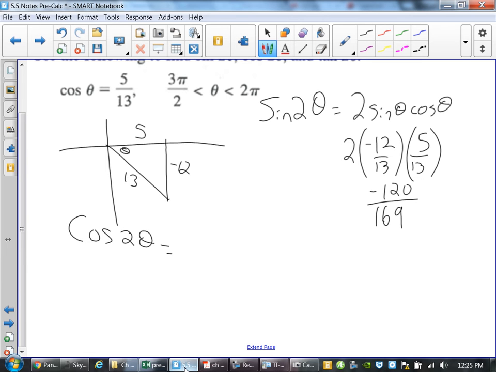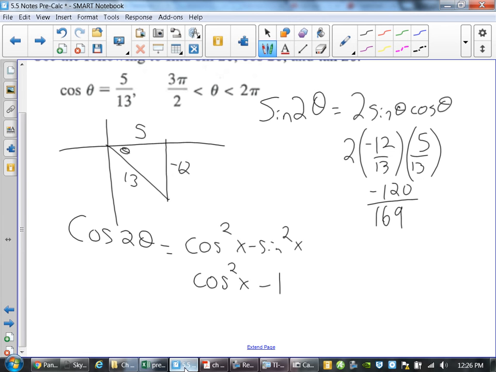The cosine double angle is cosine squared x minus sine squared x. Or what were the other ones? Sine squared. Or I can do 2 cosine squared x minus 1. That was the other one, wasn't it? So you can pick which one you want to use. Which one do you think would be the easiest? Cosine squared. Yeah, that's it.